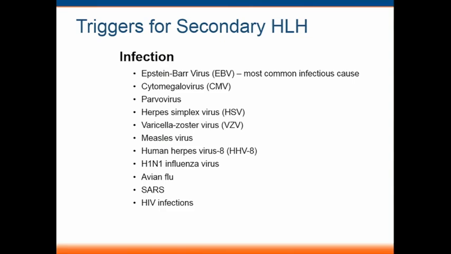So in terms of infectious diseases, Epstein-Barr virus is the most common infectious cause. CMV is second most common. But parvovirus, HSV, varicella-zoster virus, measles, HHV8, H1N1 influenza, and that's maybe not so rare that we see this syndrome associated with H1N1, because I've seen a number of cases of patients who post-allogeneic transplant have come to the hospital with absolutely this cataclysmic presentation of not only the respiratory symptoms related to H1N1, but hyperbilirubinemia, profound pancytopenia.